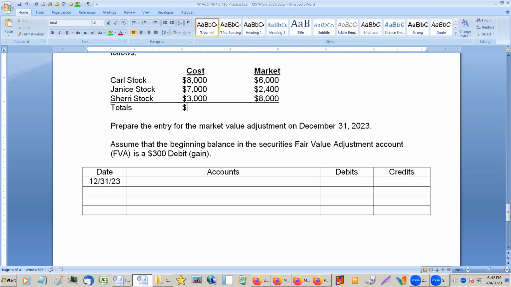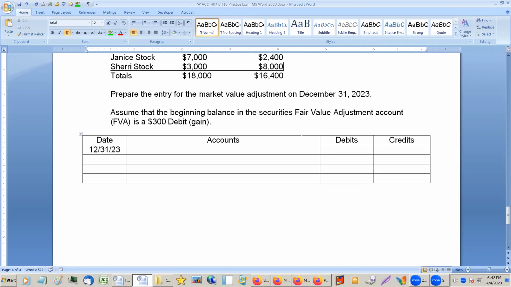$18,000. And this is 16,400. All right, this one's a little bit tricky. Because the fair value adjustment has a $300 debit, it has a gain on it of 300.